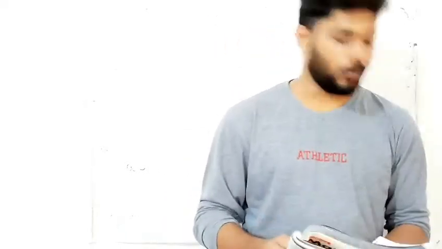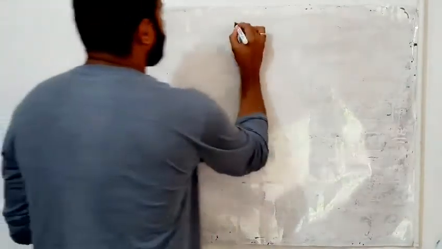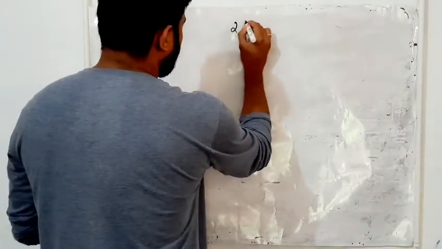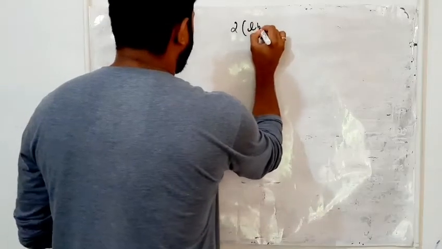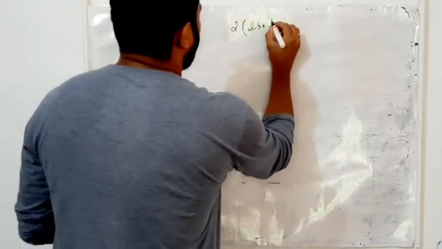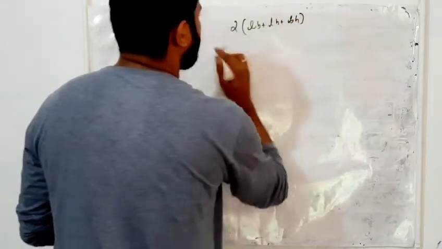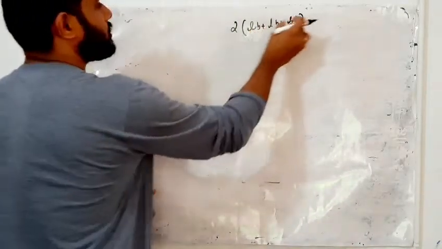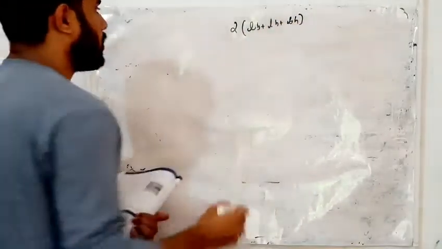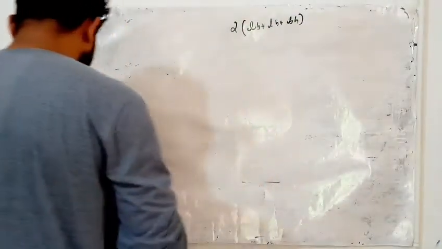In 16.1, question number E, that page number is 222, you have to find out the total surface area. How can we find the total surface area? The equation is 2 into length breadth plus length height plus breadth height. Or anyway you can write length breadth plus breadth height plus length height, no problem.